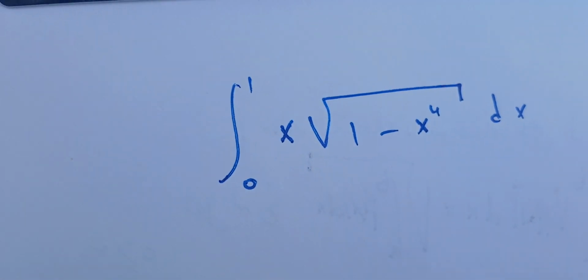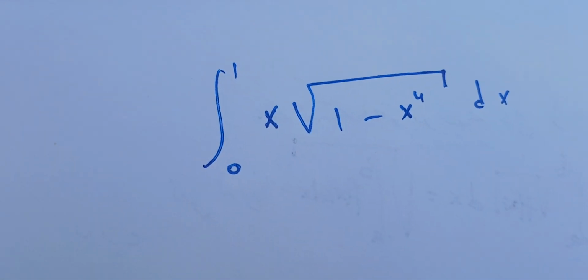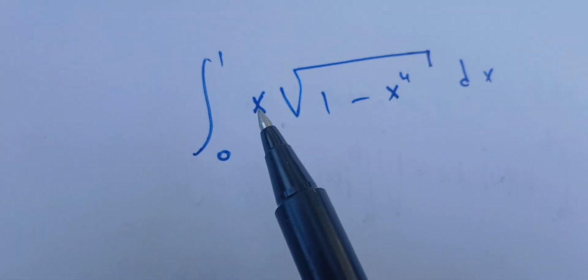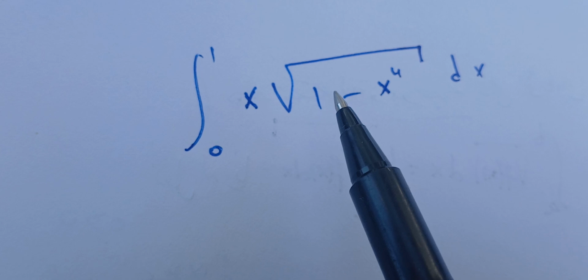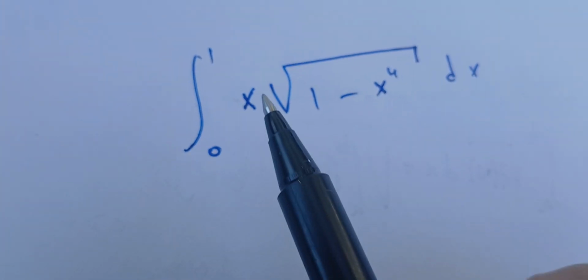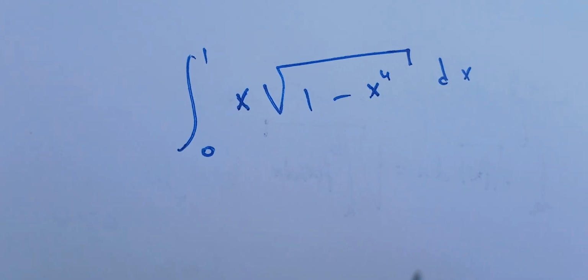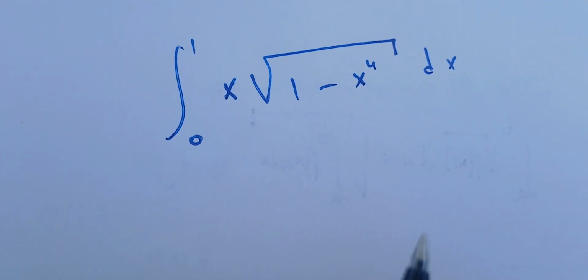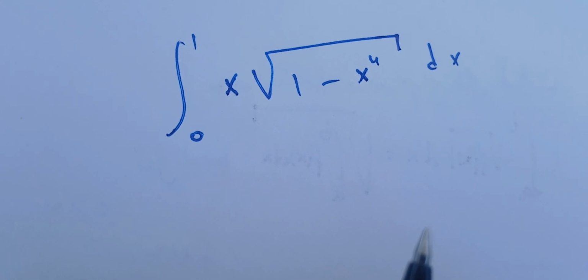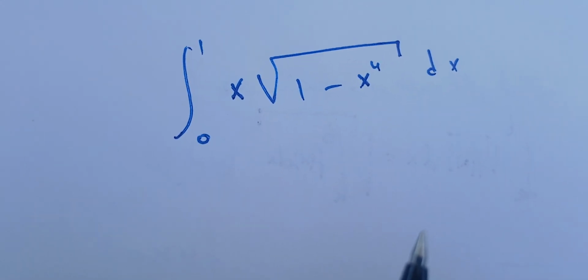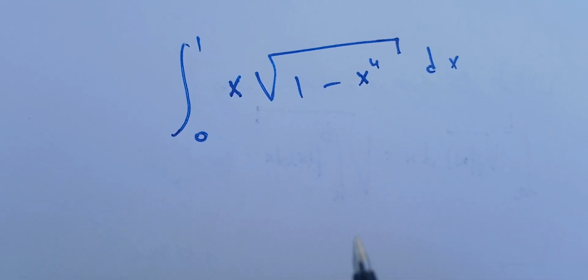Welcome back. In this video, we're going to try to compute the following integral of our function, x times the square root of 1 minus x to the power 4, between 0 and 1. Here, it seems that the best way is to find a change of variable. And the change of variable will let us solve this one.